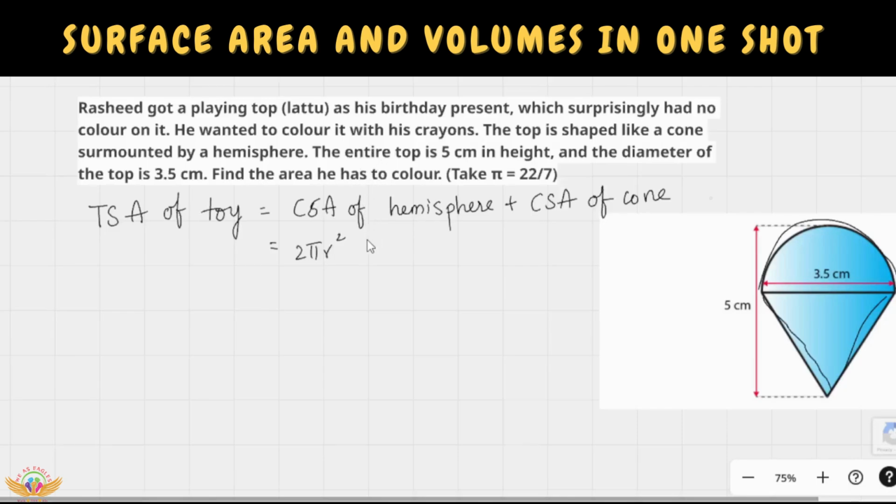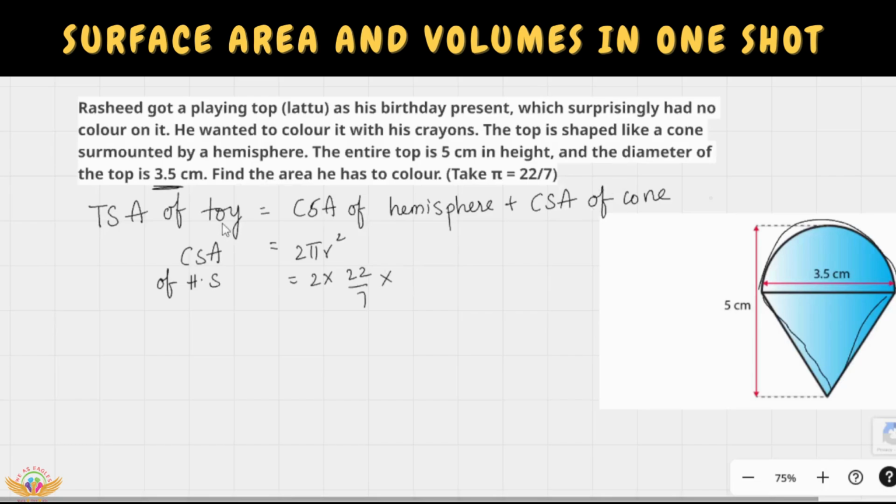What is the curved surface area of the cone? We will do it. First, let me do the curved surface area of the hemisphere, and then we will add it. Curved surface area of hemisphere is 2 pi r square. That is 2 into 22 by 7 into, what is the radius that they have given here? Radius is 3.5 centimeters of the hemisphere.